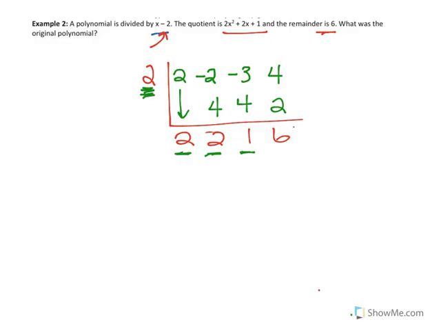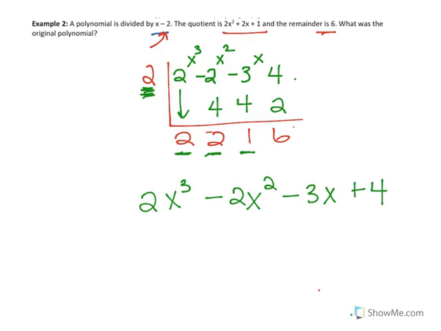So we would have 2, and now we work, this would be no x's, x, x squared, x cubed. So 2x cubed minus 2x squared minus 3x plus 4 would be the original polynomial.